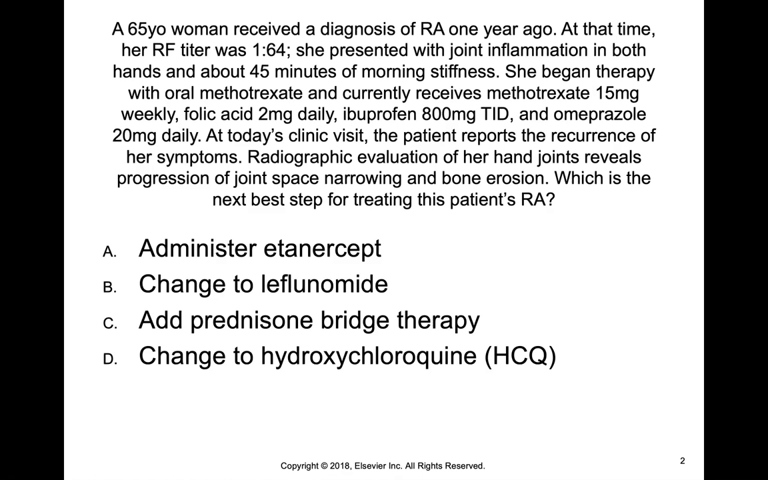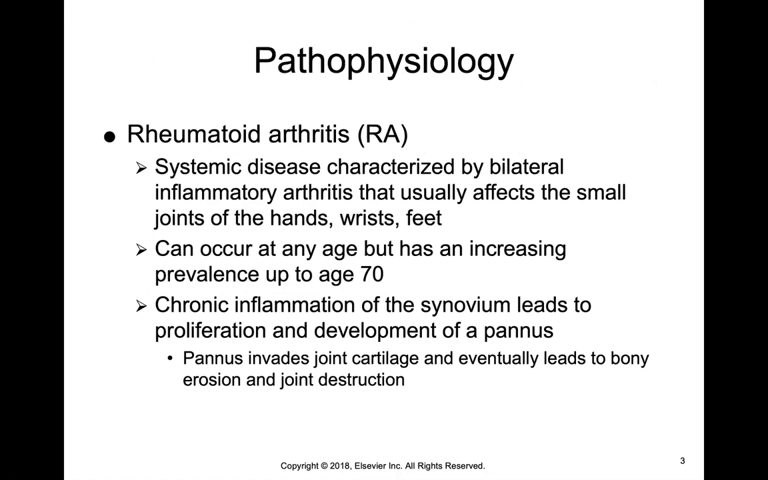Radiographic evaluation of her hand joints reveals progression of joint space narrowing and bony erosion. Which is the next best step for treating this patient's RA? There are your choices there. The second question here is, missed it. No, that's the first question.